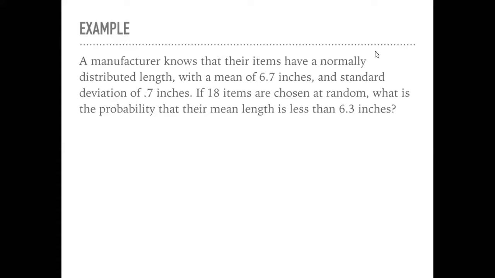All right. Reading through this, it's giving us some values. This first value, this is your mean of your data values. Then it gives you the standard deviation of your data values. Then it's saying, okay, we're choosing 18 items, meaning 18 is n. And then it says, what is the probability the mean length is less than 6.3. So you're saying the probability the sample mean is less than 6.3.